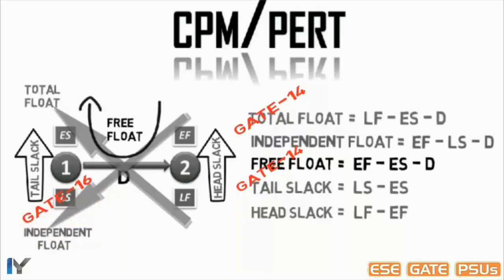Let's see the ISRO questions. In 98, an activity was given with all the 4 values of ES, EF, LS, LF, and the question was total float of this activity. In 2000, again the same question. An activity was given with all the values, and total float was asked. In 2003, a network diagram was given and the earliest time of the last event was asked. In 2006, directly the formula of total float was asked.